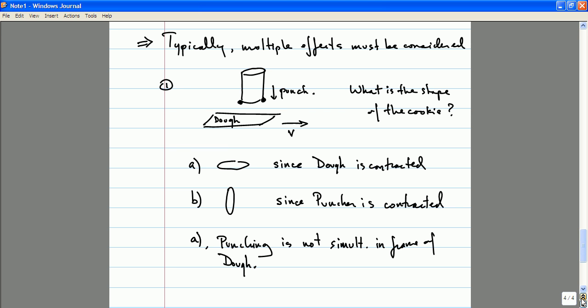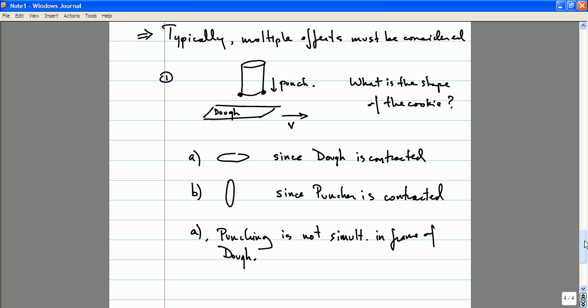The incline of the puncher? If you're talking about the incline of the puncher, well, the end on the left side is lower than the end on the right side. Exactly. So how would it be? It would be that the left side will hit the dough first before the right side.